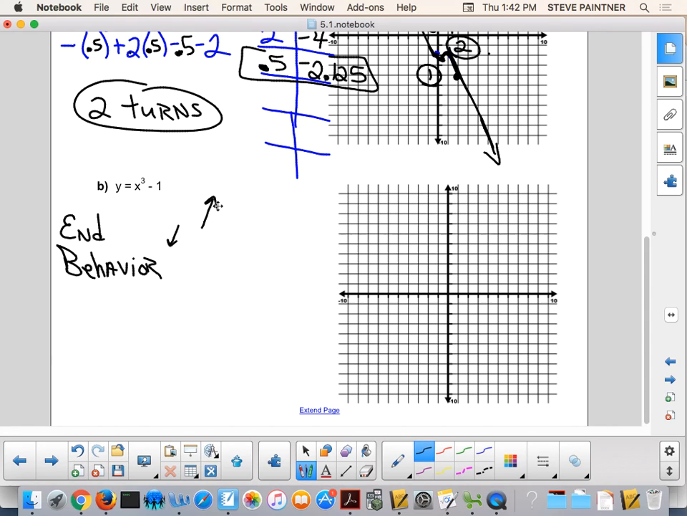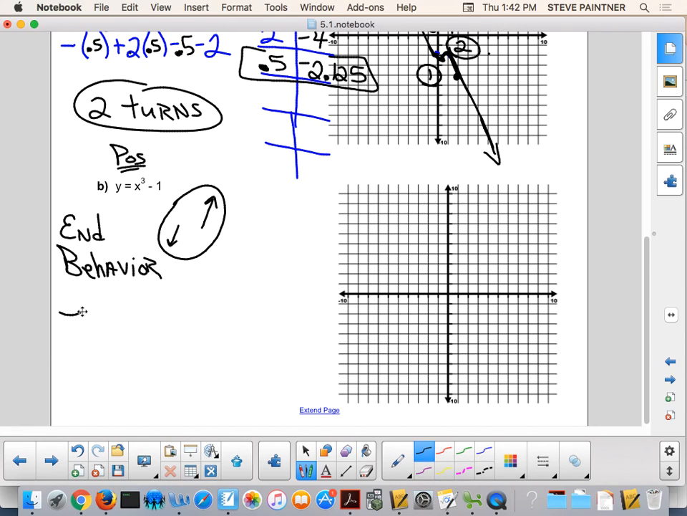Okay, this is odd. Odd functions act like lines. This way or this way? How are you gonna know? The leading coefficient is what? Positive. A positive leading coefficient means your line goes up. This is a line going up. This is a line going down. Okay, see, he's right. Taylor, you got that right.